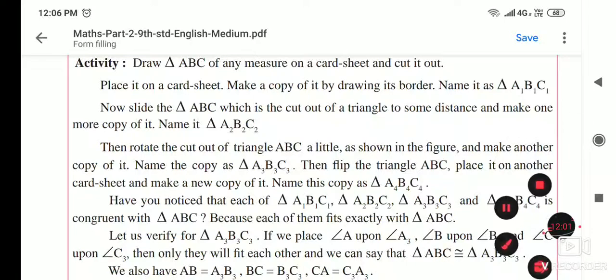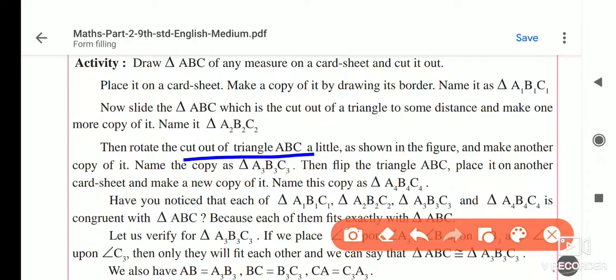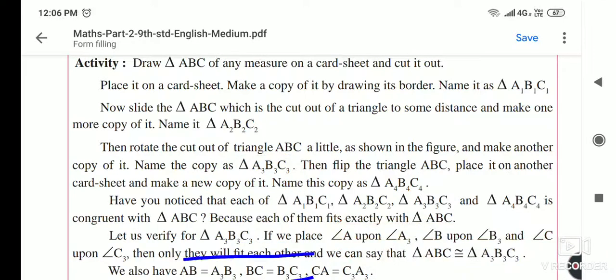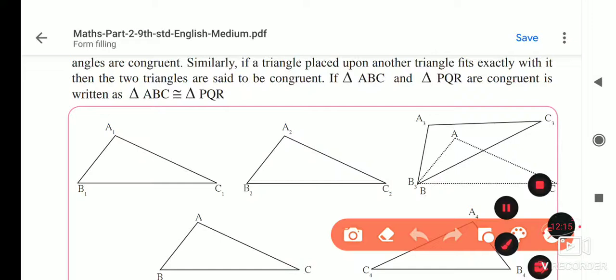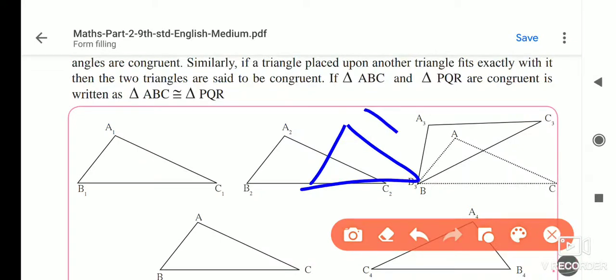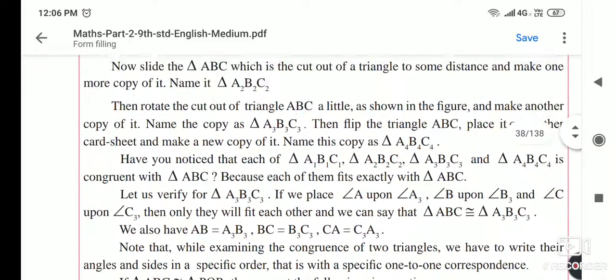then rotate the cutout triangle ABC a little as shown in the figure, and make another copy of it. Name it A3, B3, C3. So this triangle ABC is there, no? We have to rotate it. Rotating means we only change its position, but the triangle's measures are the same. Now which triangle are we getting here?